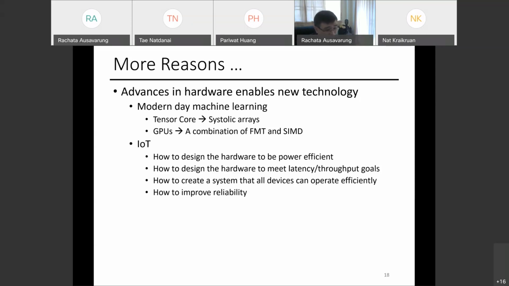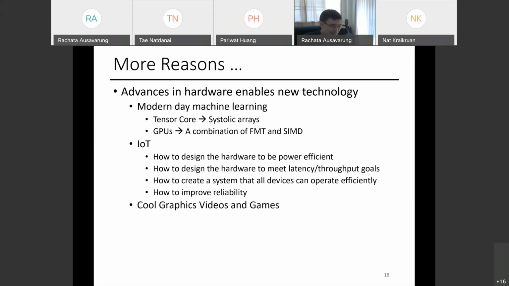How to design the hardware to be power efficient, how to design the hardware to meet the user goal, and how to create all the devices that can operate in different ways. How can you make sure that if one of the devices goes offline, how can you make sure you still have a functioning IoT system?